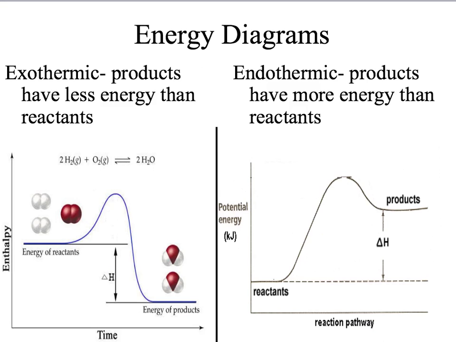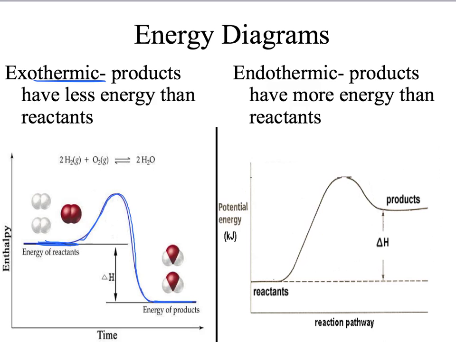Let's take a look at the energy diagrams of an exothermic reaction versus an endothermic reaction. So let's start with the exothermic. In an exothermic reaction, the product is going to have less energy than the reactant. So we look at the diagram here. We've got the energy that the reactant starts at, the energy change that happens during the reaction, and then we have the energy of the products.